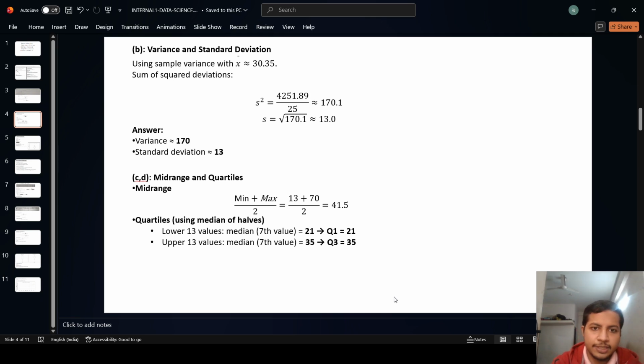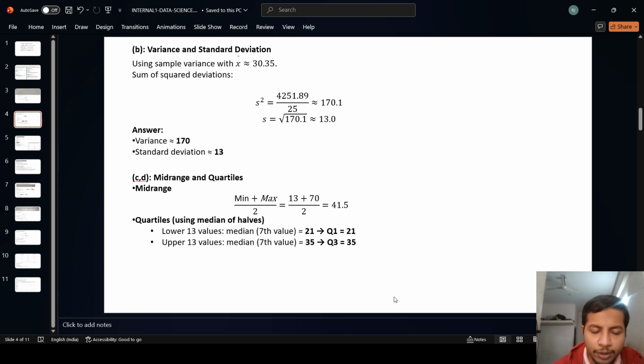Now the answer for variance. Variance is the square of standard deviation, which is 170, and standard deviation is 13. Next, mid-range and quartiles. For mid-range we have the formula min plus max divided by 2. So here min is 13 and max is 70, which divided by 2 will give you 41.5.